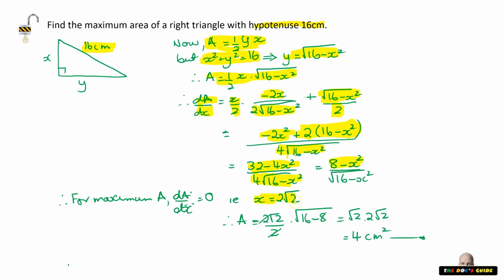So we then plug that back into our equation for area, which was up here. And 2 root 2 on 2 times square root of 16 minus 8 is going to give us eventually 4 square centimetres.